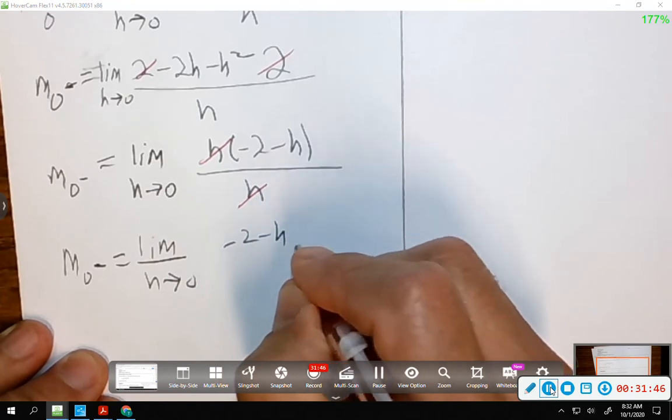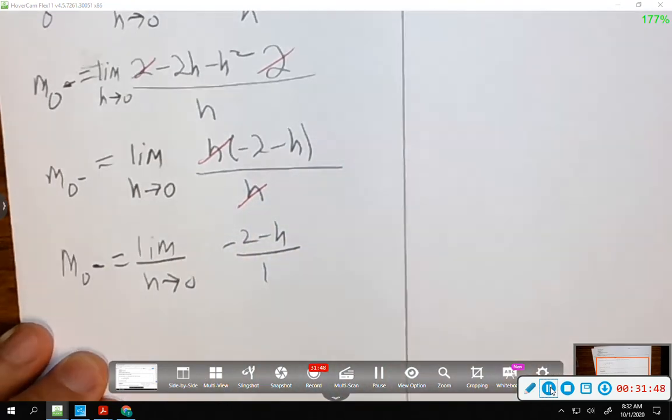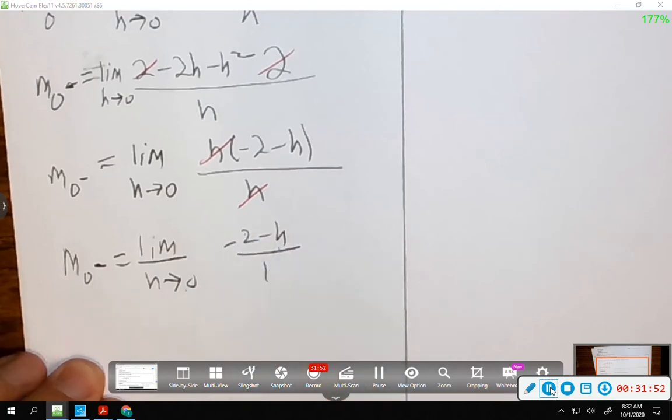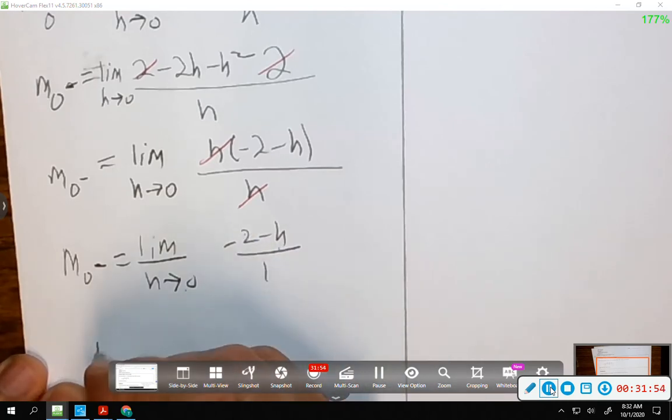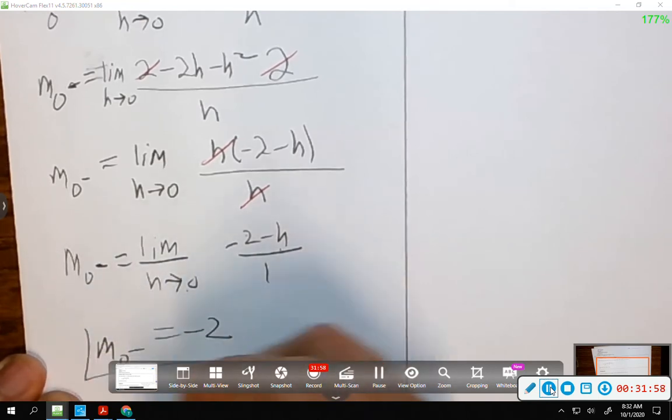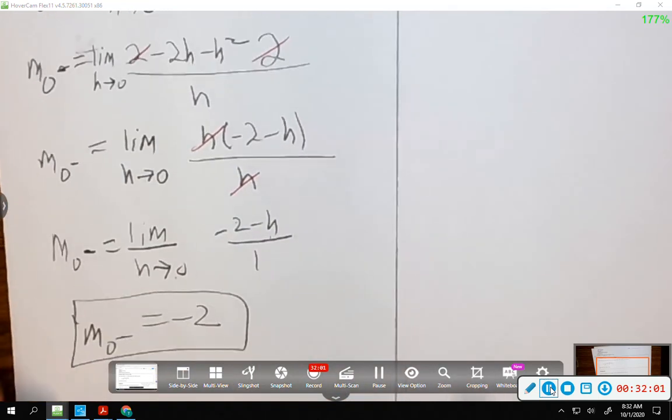The denominator is just 1. And if I plug 0 in, negative 2 divided by 0 is negative 2. Okay? But now I have to check the slope of this function at 0 from the right.